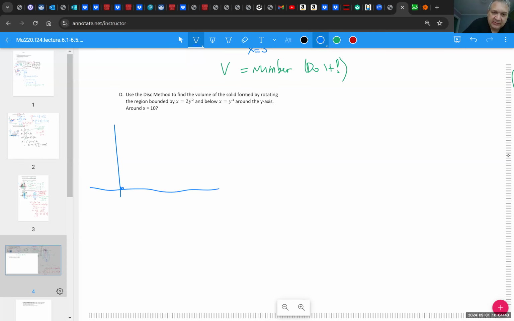Zero, 0 to 8, 2. And we get a thing on the top and a thing on the bottom. And it's kind of like a skinny little thing. That's our region right there. The thing on top, let me just double check.